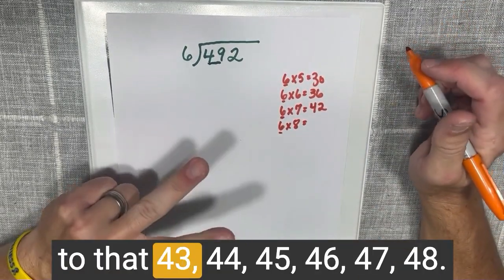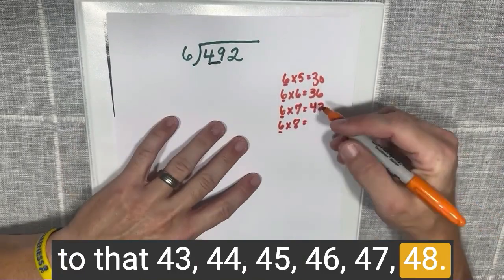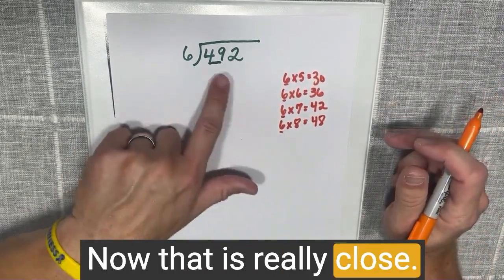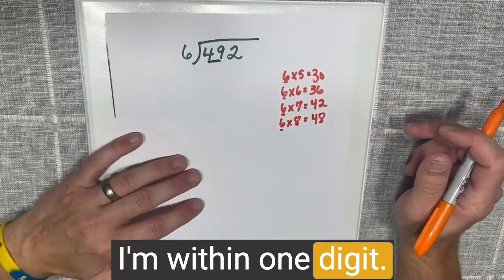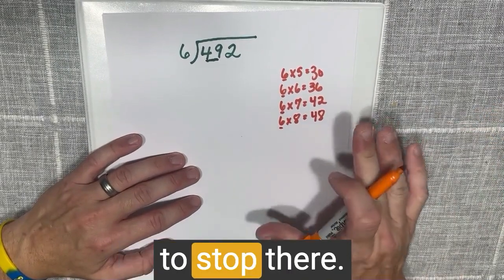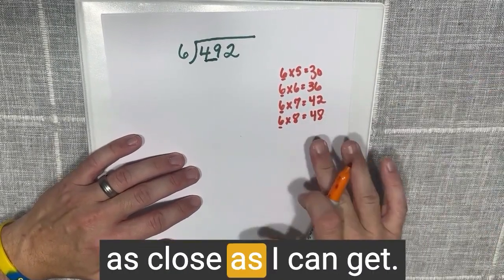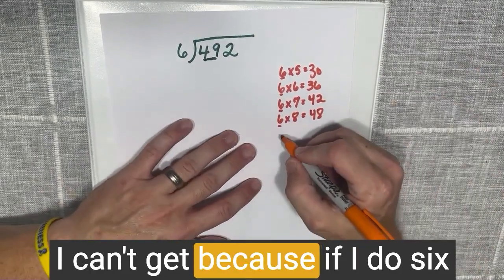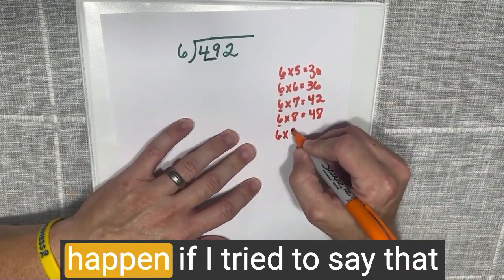43, 44, 45, 46, 47, 48. Now that is really close. I'm within 1 digit. Okay, so I'm going to stop there. I'm going to say that is as close as I can get. I can't get any closer, because if I do 6 times 9, here's what would happen.